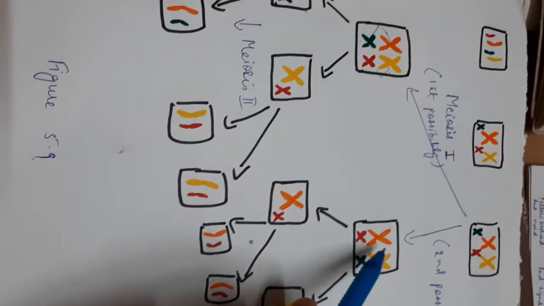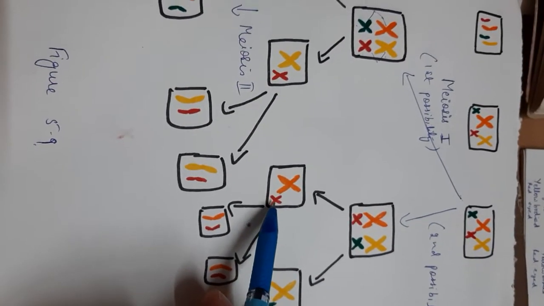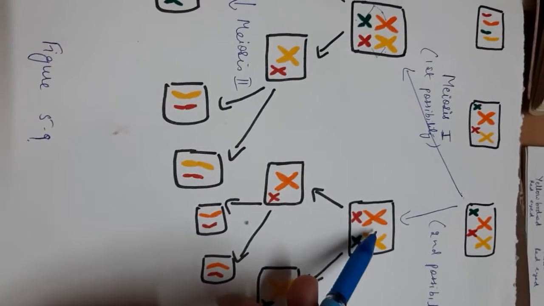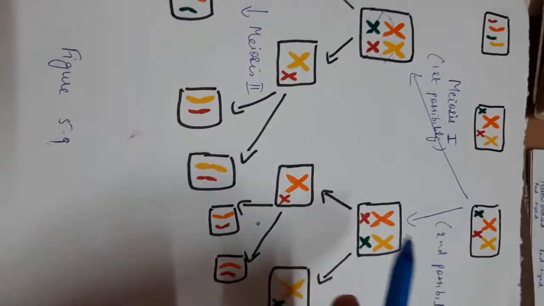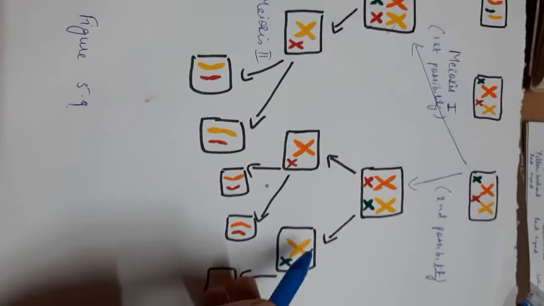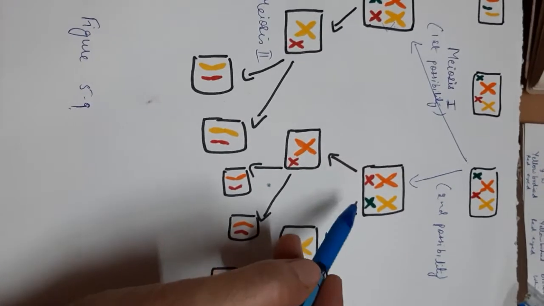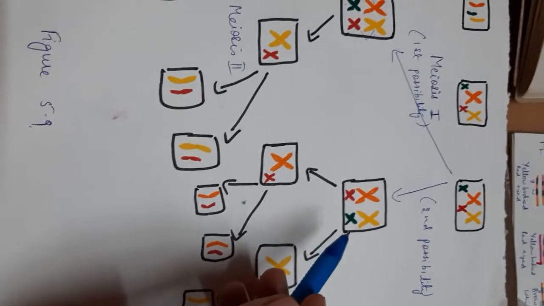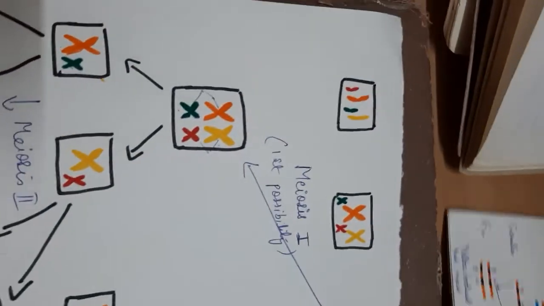Here you can see, if the orange chromosome is going in this cell, the red chromosome is segregating with this. So this pair is not dependent on it. Similarly, this pair is also not dependent on this. So this is known as the law of independent assortment. During meiosis, one pair of homologous chromosomes segregates or separates independently of the next pair. Okay. Then our next topic is linkage and recombination.